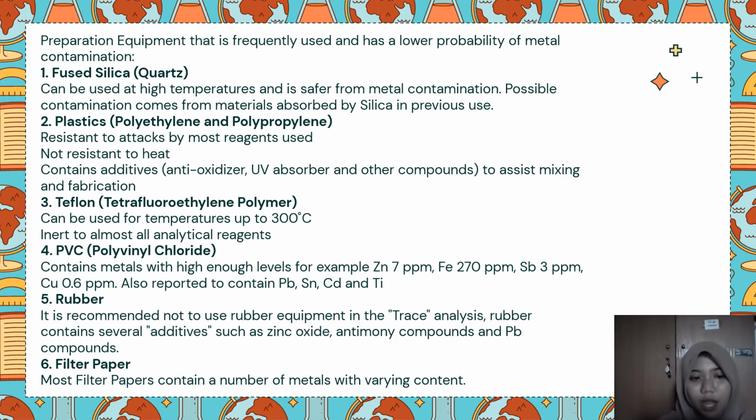5. Rubber. It is recommended not to use rubber equipment in trace analysis. Rubber contains several additives such as zinc oxide, antimony compounds, and Pb compounds. And then filter paper. Most filter papers contain a number of metals with varying content.